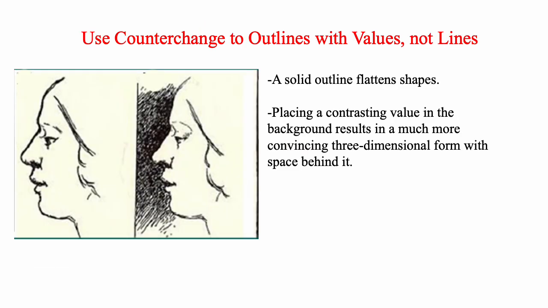In this example, counterchange is used to outline using values rather than lines. This outline makes the figure look flat, but if you place a contrasting value in the background, it carves out a much more convincing three-dimensional form and implies that space exists behind the subject.